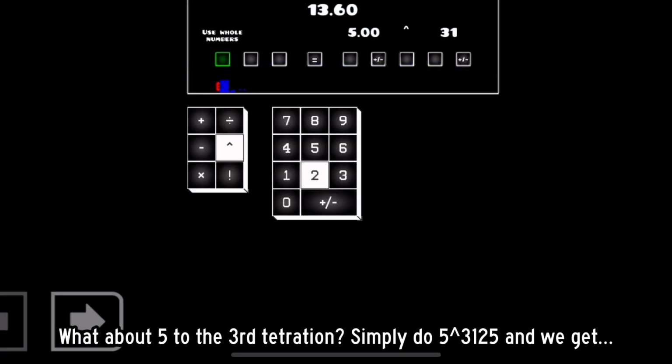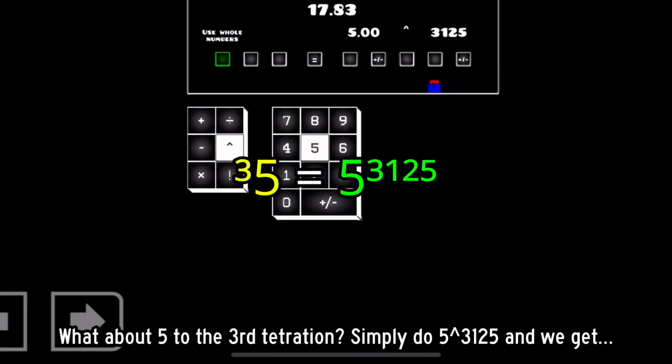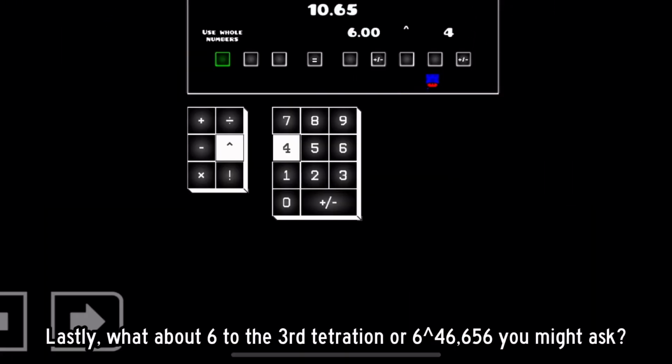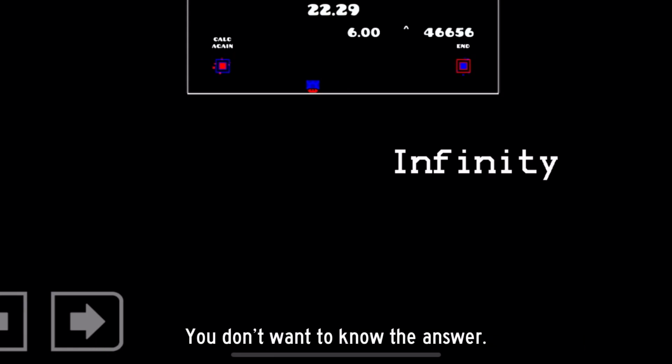What about 5 to the third tetration? Simply do 5 to the power of 3125 and we get a number with more than 2,000 digits. Lastly, what about 6 to the third tetration? Or 6 to the power of 46,656? You might ask. You don't want to know the answer.